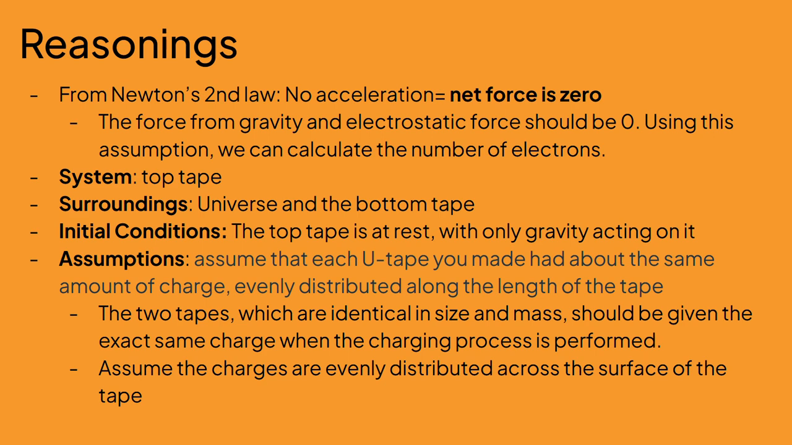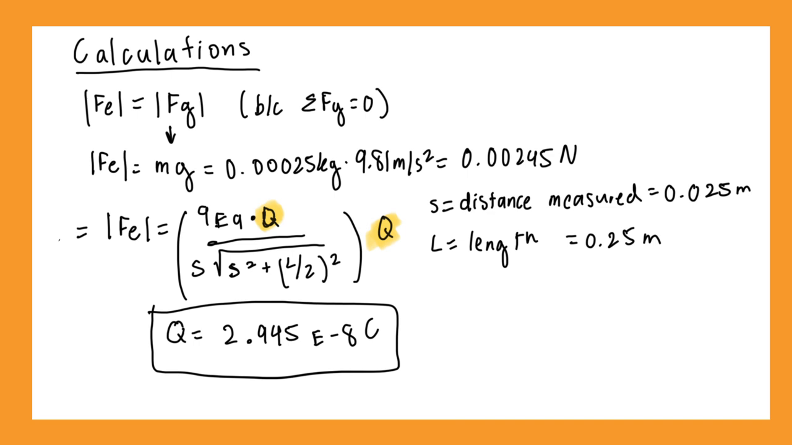Initial conditions: the top tape is at rest with only gravity acting on it. We're also going to assume that each tape we made had about the same amount of charge, evenly distributed along the length of the tape. Also that the two tapes are identical in size and mass and should have the same exact charge when we perform the charging process. And lastly, we assume that the charges are evenly distributed across the surface of the tape. So for our calculations, Fe equals Fg, because they should cancel out.